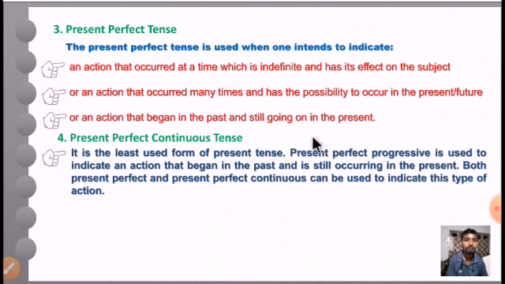So you can see the last rule of present perfect tense: an action that began in the past and is still going on in the present. I have been doing the work for 2 hours. He has been living in this house since 5 years. So these are the examples we can take for present perfect continuous tense.